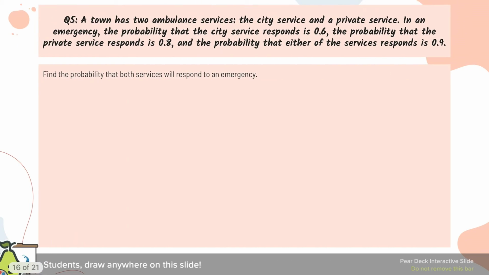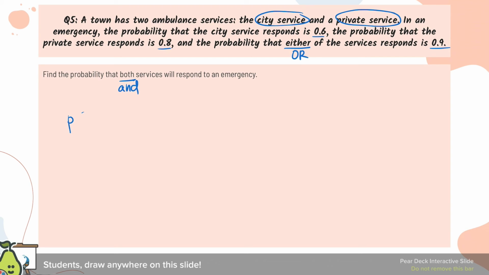Okay, for part 5, it talks about 2 ambulance services. One is the city service and one is the private service, and these are their respective probabilities of responding, and then the probability that either of them, which is an or statement, is 0.9. So this is asking us for the probability of both, and remember from the last slide I said that represents and. So when you are given an or statement and you're looking for an and statement, then what you want to do here is use the general addition formula.